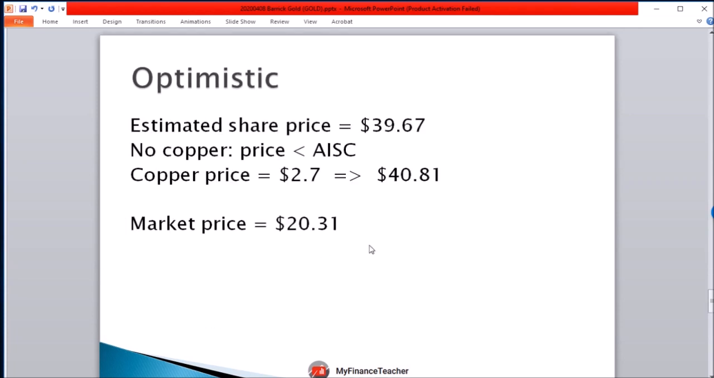All of this gives us a valuation of $39.67 without copper, and if the price of copper were to rise to $2.7 per pound, that would give us a valuation of $40.81, which I think is a pretty nice potential gain over the current market price of $20.31. And again, whether you think that an increase of $55 in gold price is likely over the coming future or not, that is a separate question.